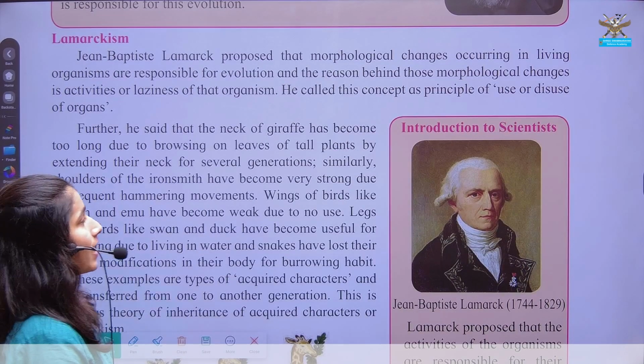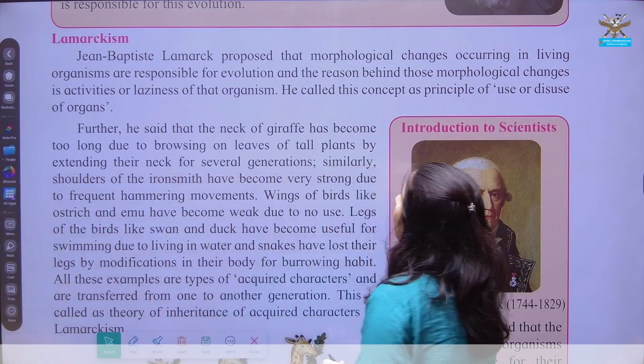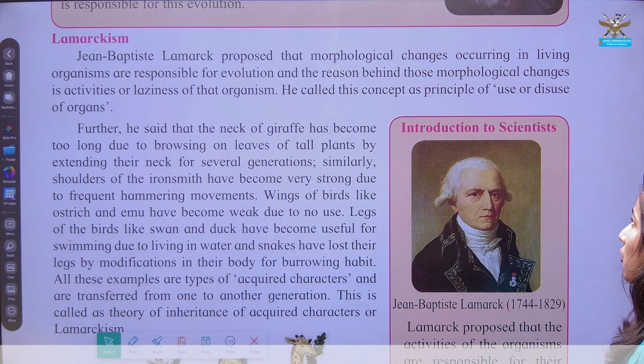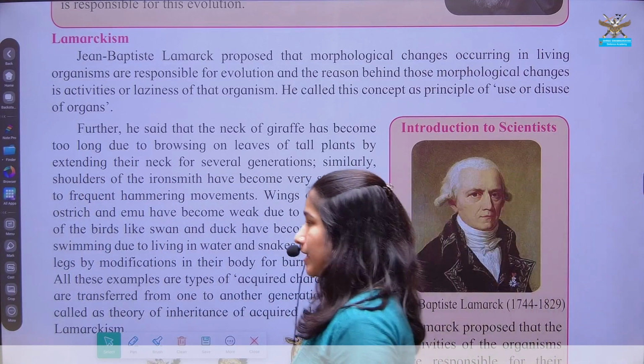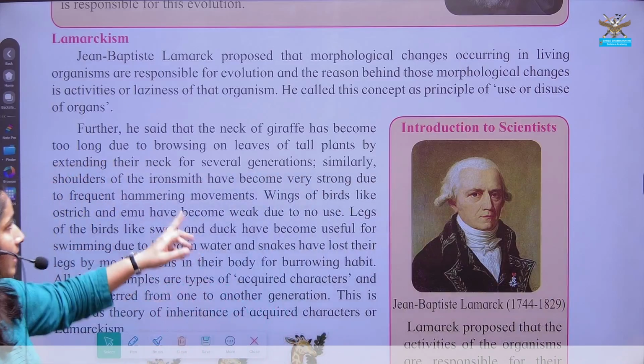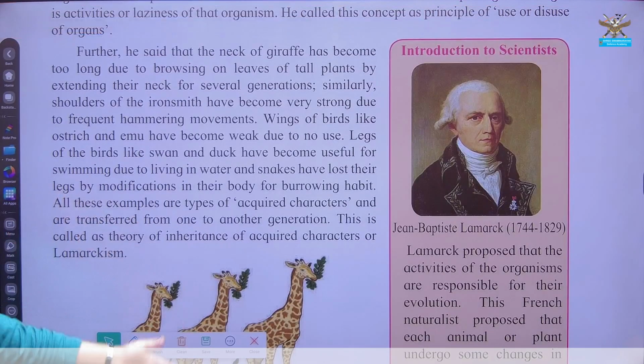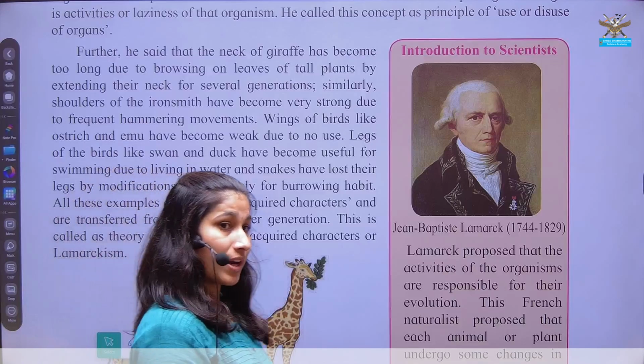Lamarckism tried to prove that these morphological changes occurring in organisms are responsible for evolution. Further, he also said that the neck of the giraffe, as it was unable to grasp the leaves, tried to stretch it, and because of this continuous stretching, the giraffe acquired a long neck. Similarly, wings in birds, right?